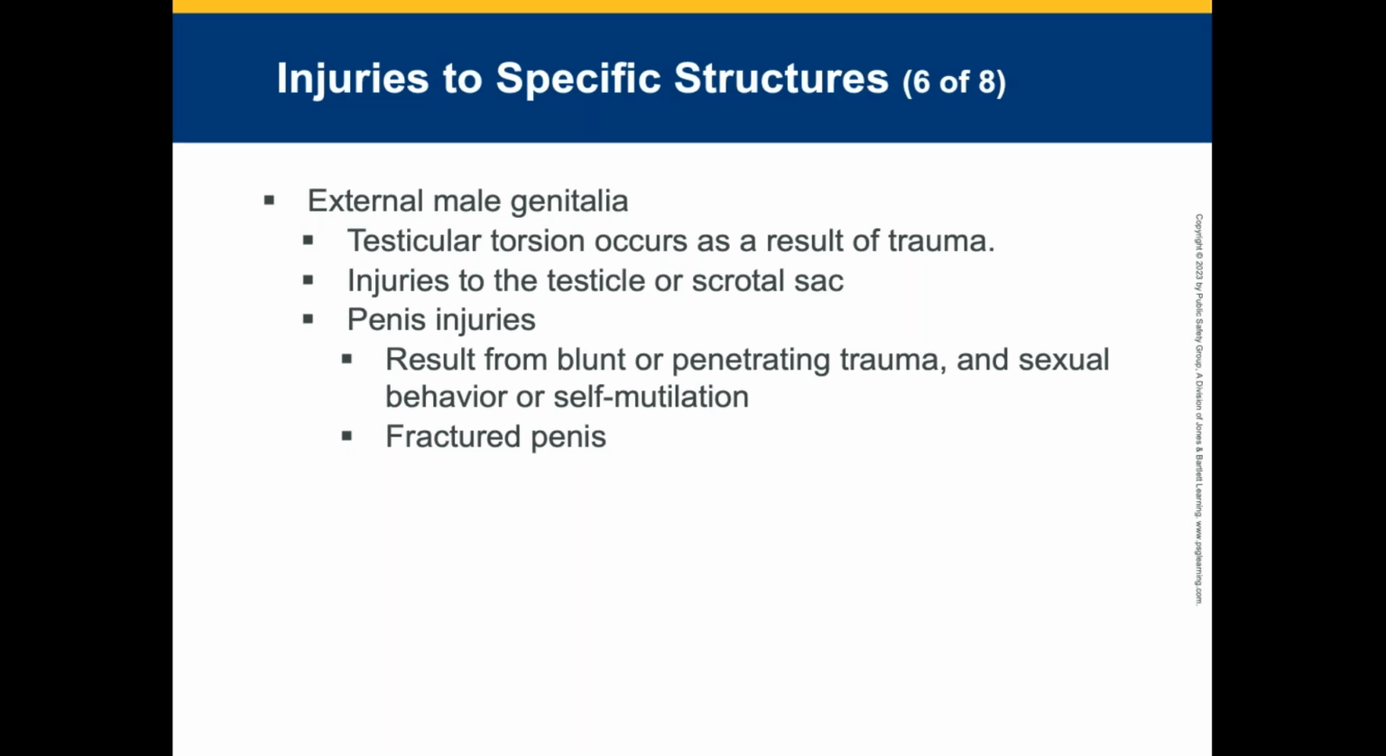Penis injuries as well. So you could have a fracture. This may result from blunt or penetrating trauma, but may also arise from sexual behavior or self-mutilation. A fractured penis may also occur when an erect penis is accidentally impacted against the partner's pubic symphysis, or bent too far via self-mutilation. Penetrating trauma most often results from gunshot wounds.